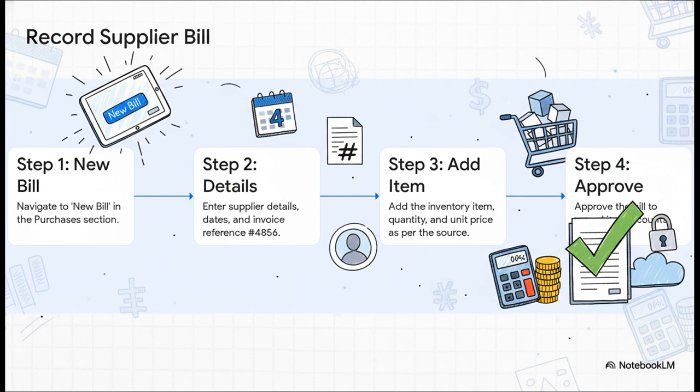First, navigate to the New Bill function. Second, input all relevant supplier details, dates, and the specific invoice reference number, 4856. Third, add the inventory item, ensuring the quantity and unit price match the source document. The final step is to approve the bill. This action formally records the liability in accounts payable.